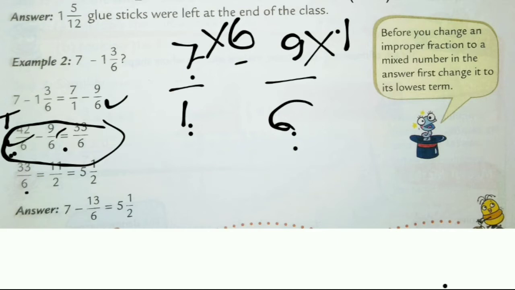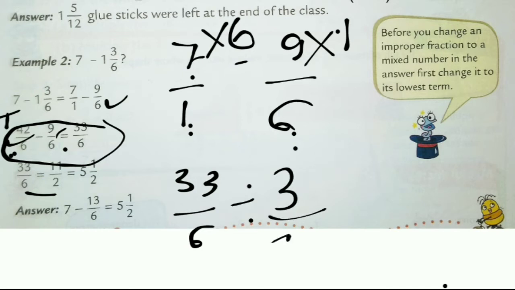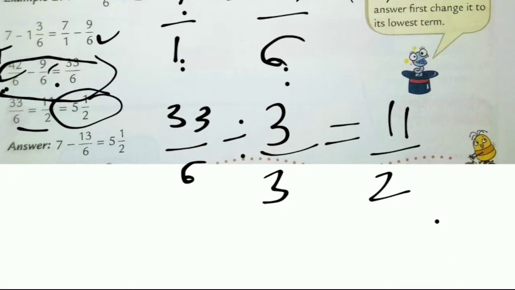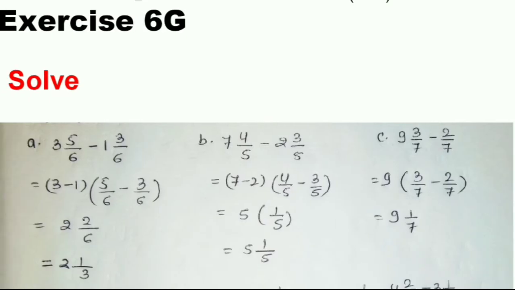Why? Here 3 is the common number. So 33 upon 6 divided by 3, we get 11 by 2, and 11 by 2 as a mixed fraction we will write as 5 1 by 2. Exercise 6G. So this is the problem of mixed fractions.